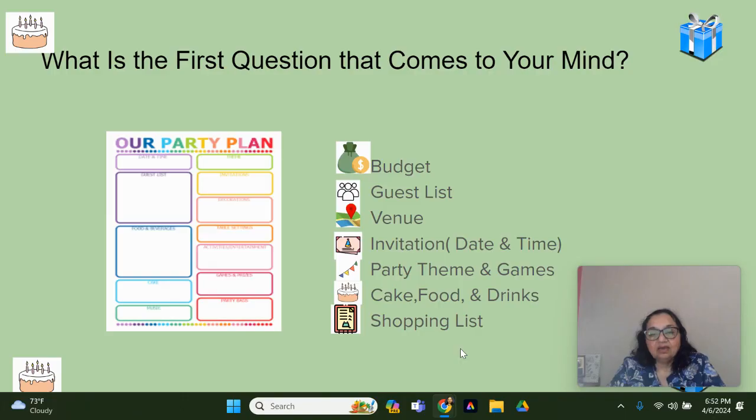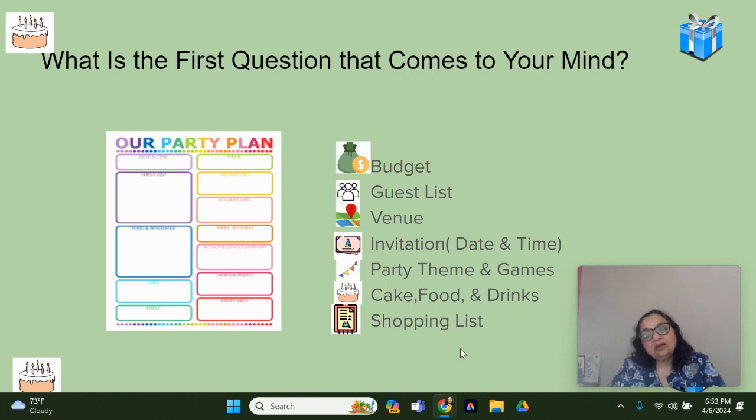Then venue. If we are inviting such a diverse guest list, we need to look at whether the venue is accessible for all the needs we anticipate. Invitation date and time is very important, because we need to decide whether we are doing it in the morning, afternoon, daytime, or evening. Whether it's going to interfere with nap time, or with adults' workdays, there are so many other factors involved, so we need to consider all those.